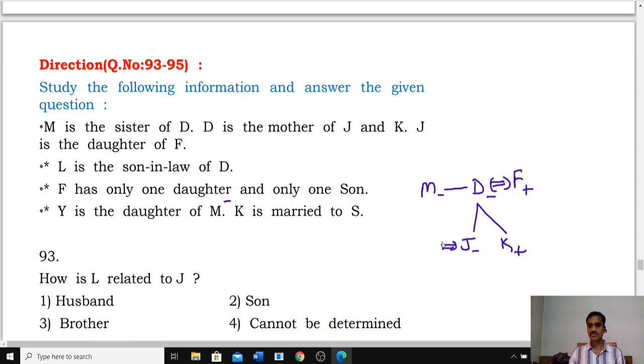Hence, now this person J is married to whom? L. L is the son-in-law. F has only one daughter and only one son. Y is the daughter of M. K is married to S. K and S are married couple. K is a male, S is a female. How is L related to J? L is the husband of J, choice 1, 93.